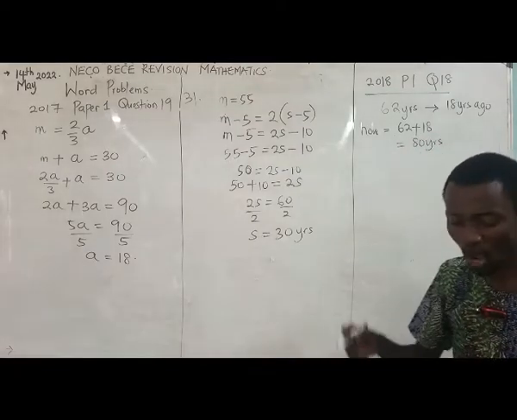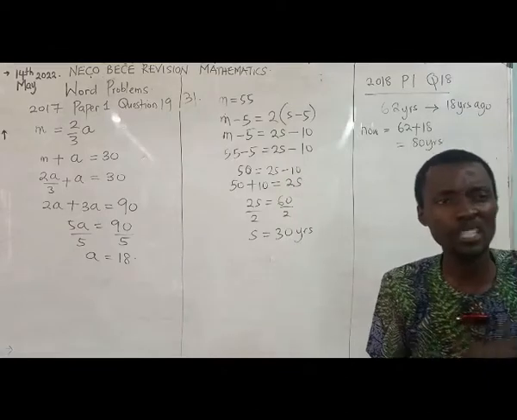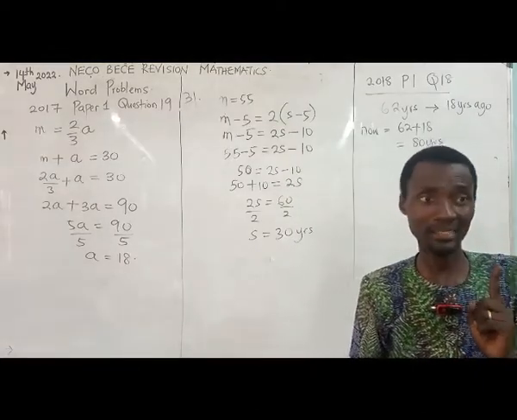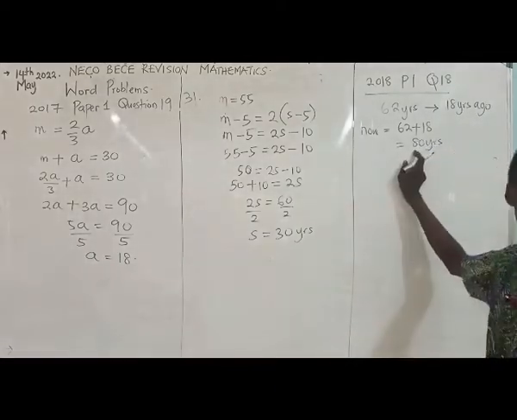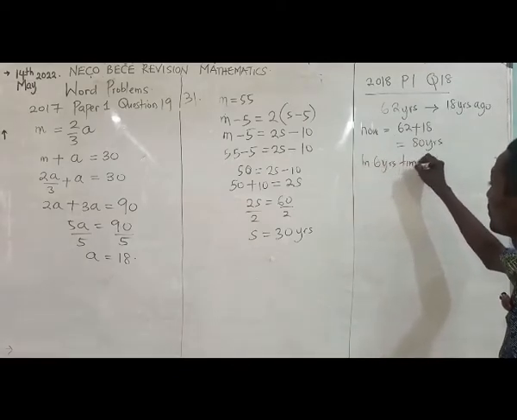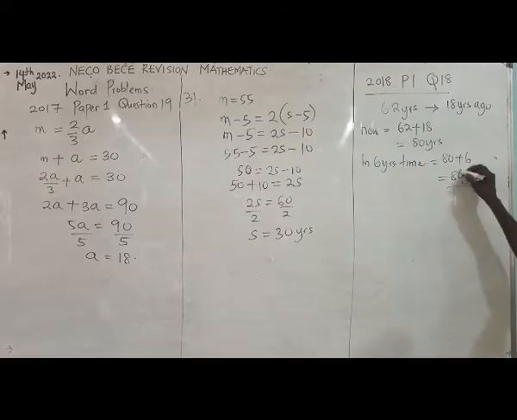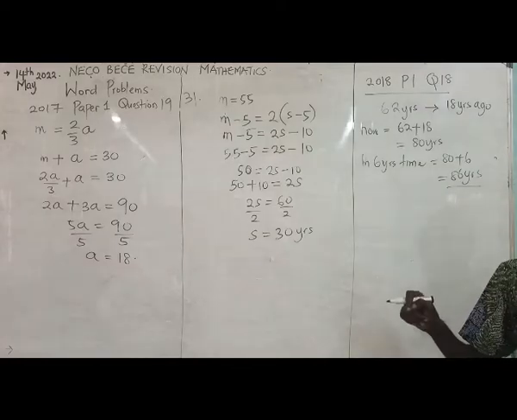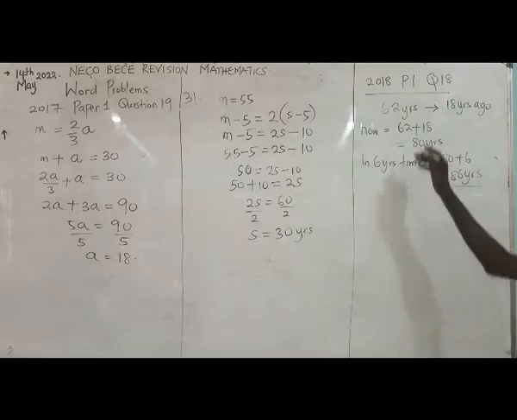Now the question says, what will be his age in 6 years' time? 6 years' time is measured with respect to the present. Take note of that. The 6 years they are talking about will be measured with respect to the present. So if you don't get the present, you can't do anything. So in 6 years' time, it will be 80 plus 6, and that will be 86 years. So 86 years is what he would be in 6 years' time. And that clears that problem. Let's see how we can go about solving more.